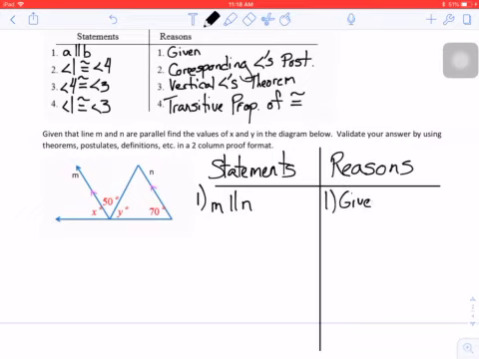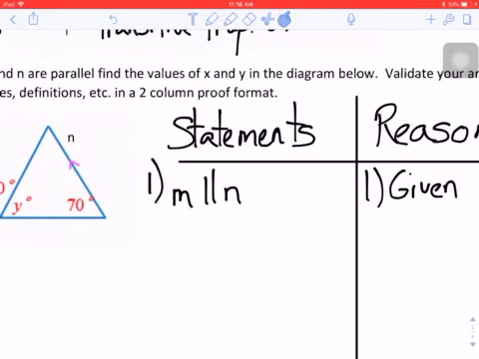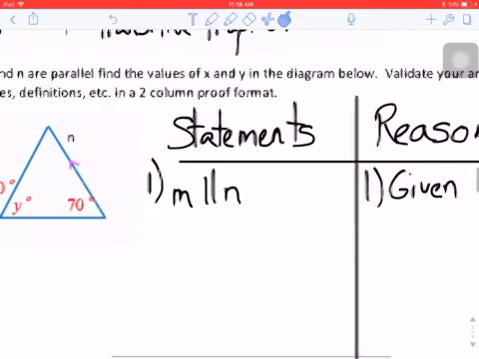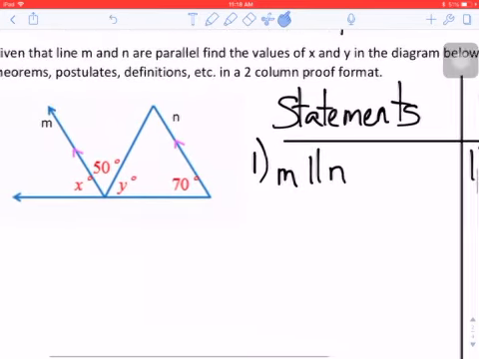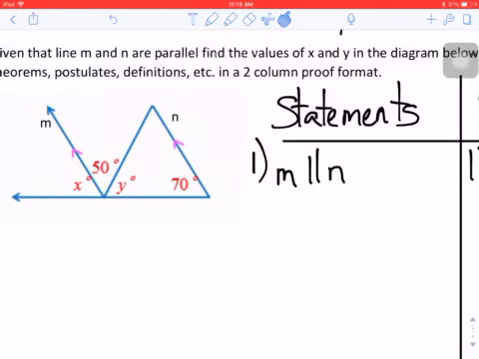I'm probably going to have to zoom in here because I'm going to need a little more space, so let me do that. Going here, let's look at our diagram. We want to try to find X and Y. That's our goal with this problem: I need to find this and I need to find this.